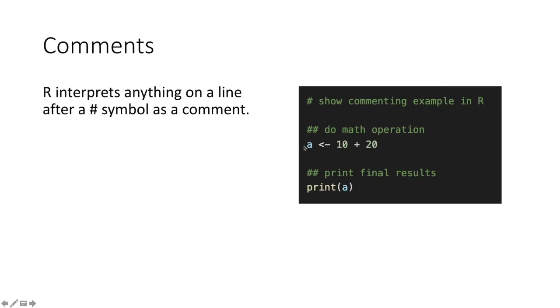So okay, maybe this line is problematic. I want to get rid of it right now. You can just add a hash at the beginning of the line. All right, and you probably noticed the final line includes a print statement to print the final results. This is actually something I want to talk about next. It's a function in R.